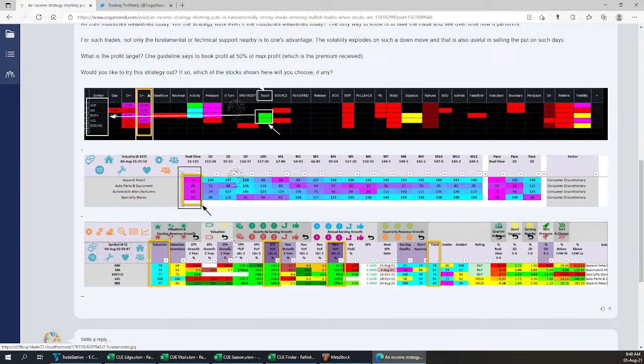The others also had support nearby. I shared all of them with that in mind, but specifically these two, BGFV, Big 5, and AXL, they had touched trendline support. So if I had to choose only one or two, I would have chosen these two based on technicals. Fundamentally, they are all very strong. Now let's look at all these stocks.